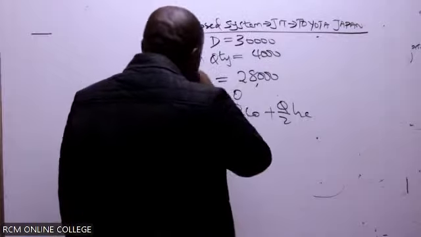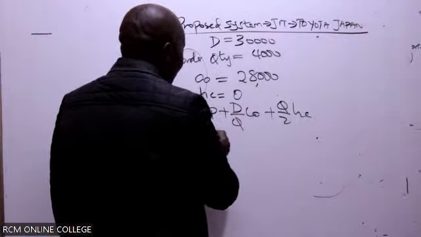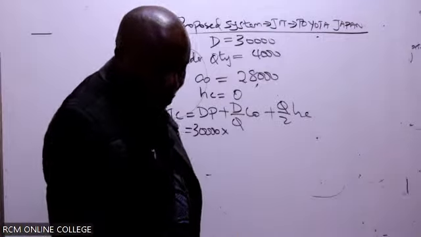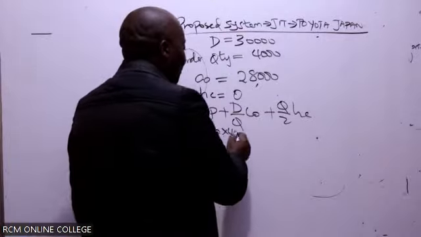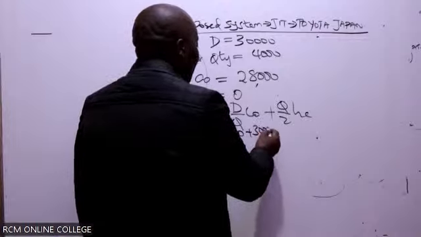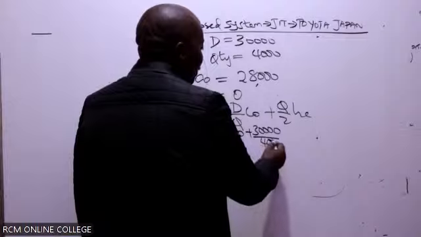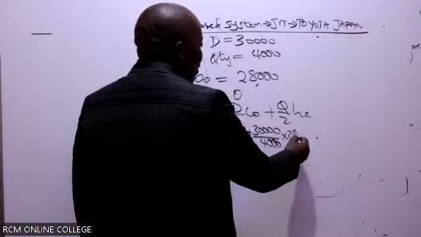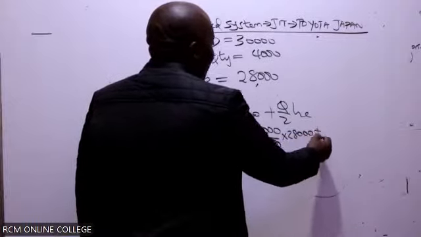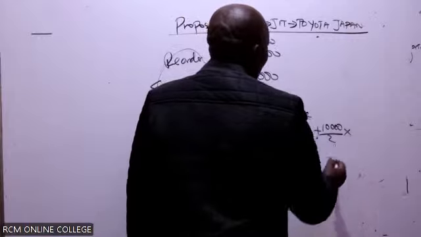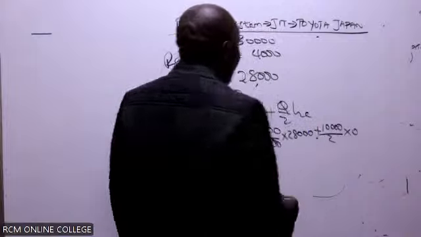So annual demand, ladies and gentlemen, is 30,000. The price per unit, I believe, will still remain the same. Purchase price will be 400. Annual demand is 30,000, all over Q, which is 4,000, times cost per order, which is 28,000, plus this 10,000, all over 2, times holding cost per unit, which is 0.